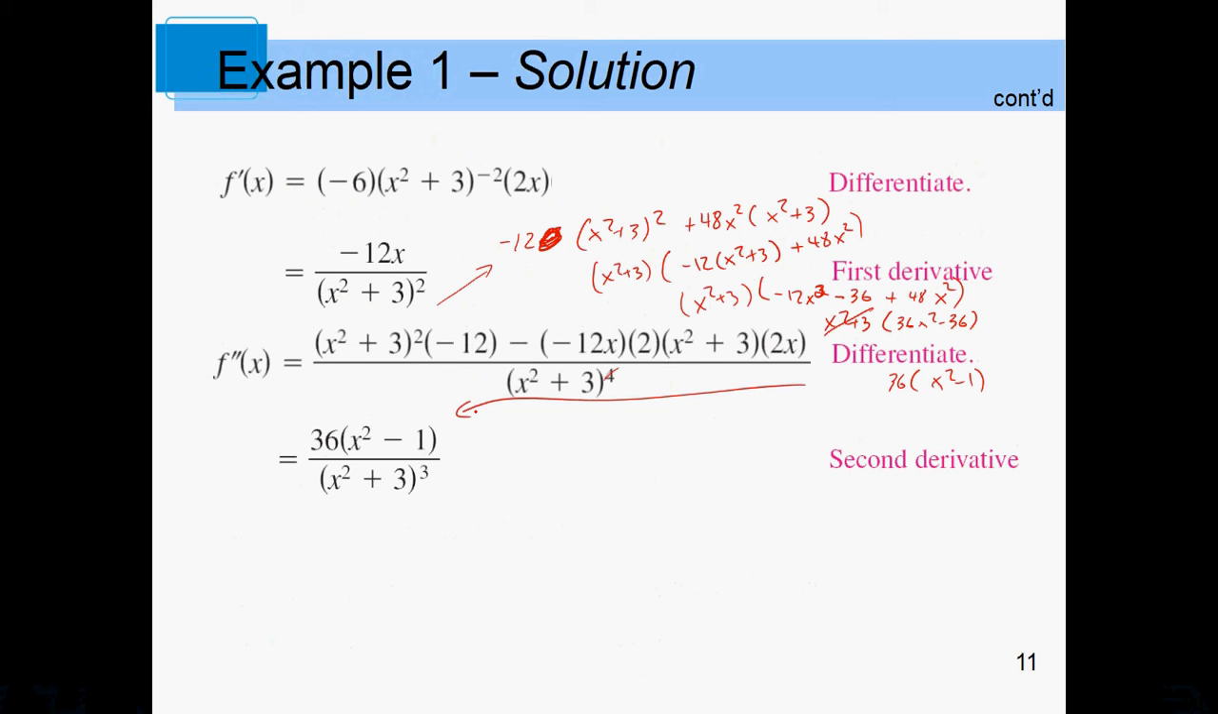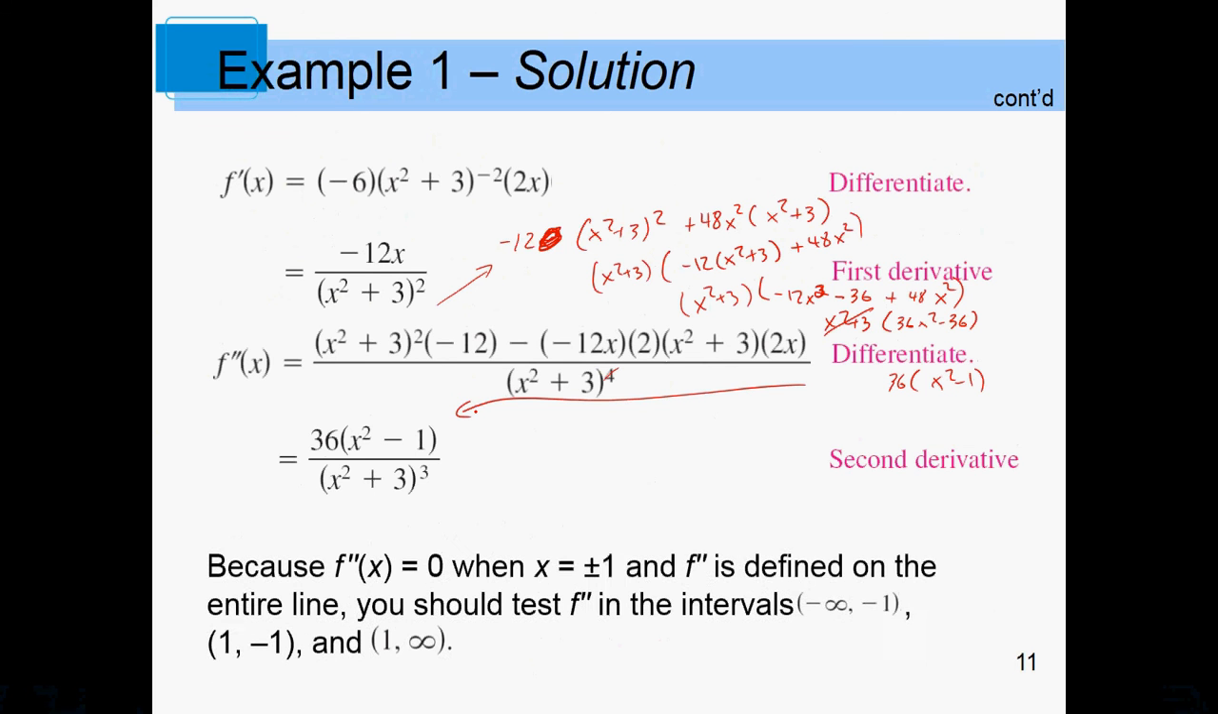So, if that's our second derivative, we've got to ask, where does that equal 0? Because that's what we've got to find, right? We've got to find those critical points. The only place that this can equal 0 is when the numerator equals 0. That's kind of the definition of a rational expression: it only equals 0 if the numerator equals 0. So that only happens when x squared minus 1 equals 0, which means x is equal to plus or minus 1.